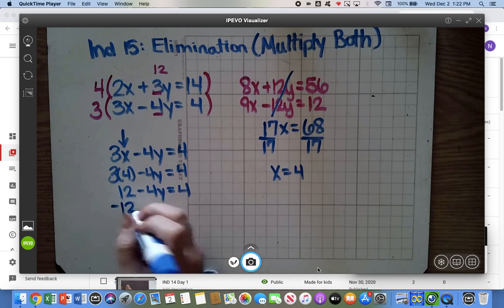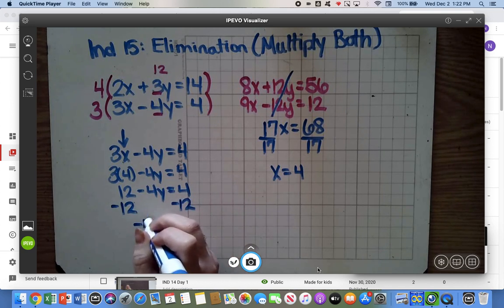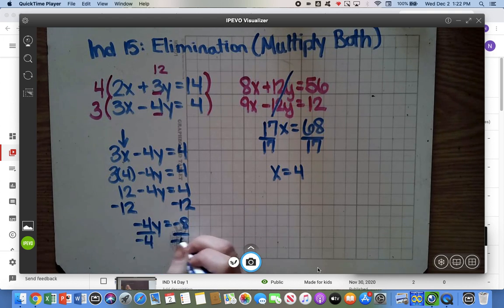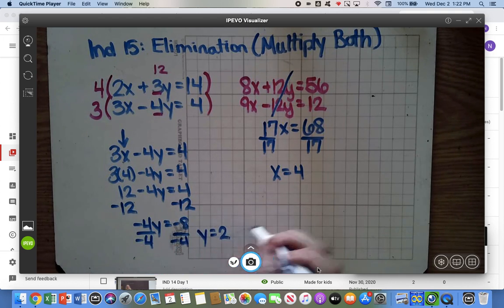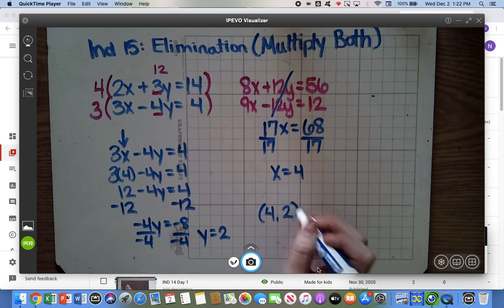So if I subtract my 12, I'm going to get negative 4y equals negative 8. So when I divide by negative 4, I'm going to get a positive 2. So my solution is 4, 2. Say, I'm not going to give you any problems where you're going to get fractions as answers. So if you get a fraction, that's a red flag. Go back and check something.